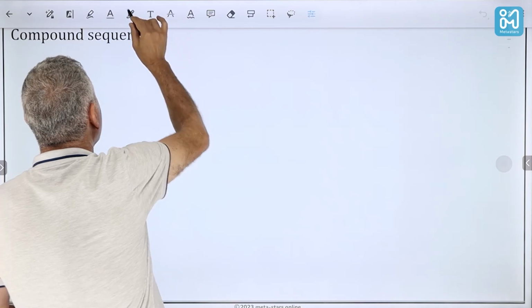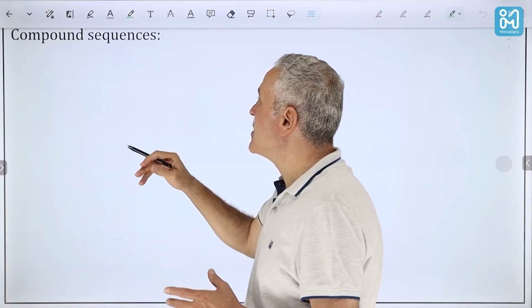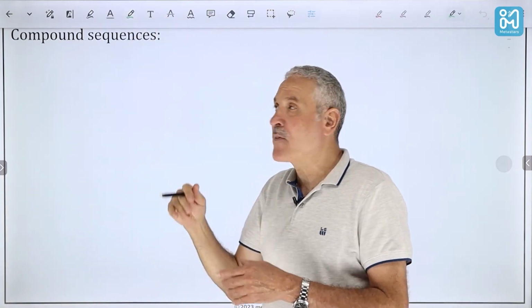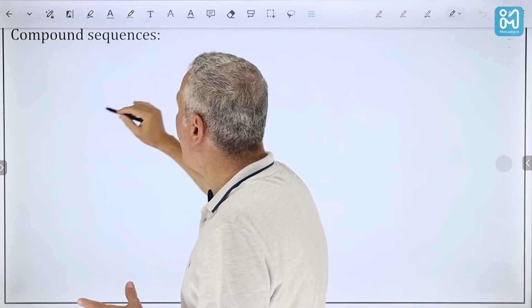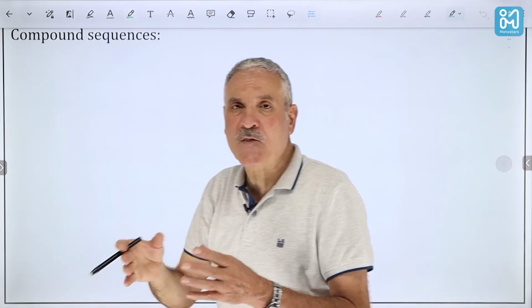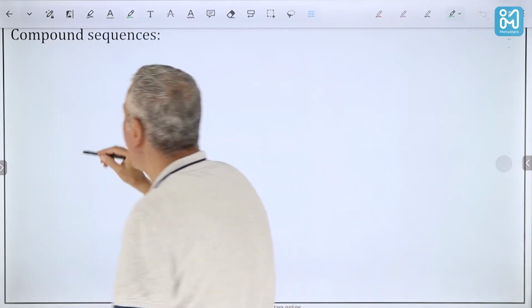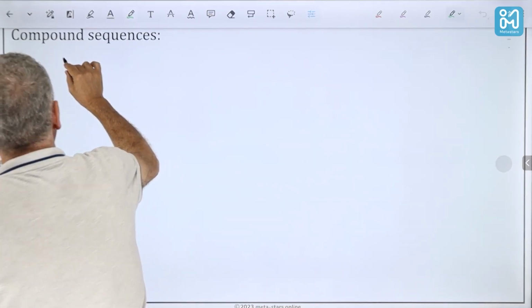First, compound sequences. I've talked about this before in one of the videos. Let's just take examples here for compound sequences, when we have sequences made of sequences put together. As an example, let's say we have this sequence here.